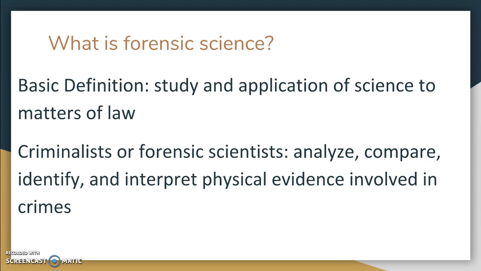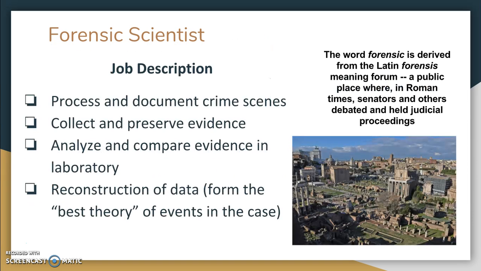So the basic definition is the study and application of science to matters of law. And what they do is they analyze, compare, identify, and interpret physical evidence involved in crimes. This goes over the kind of basic job description, so I'll let you read through that. Another thing on this slide, it talks about the derivative of the word forensics, and it comes from the Latin word forensis, which means forum, or a place where judicial proceedings were held.